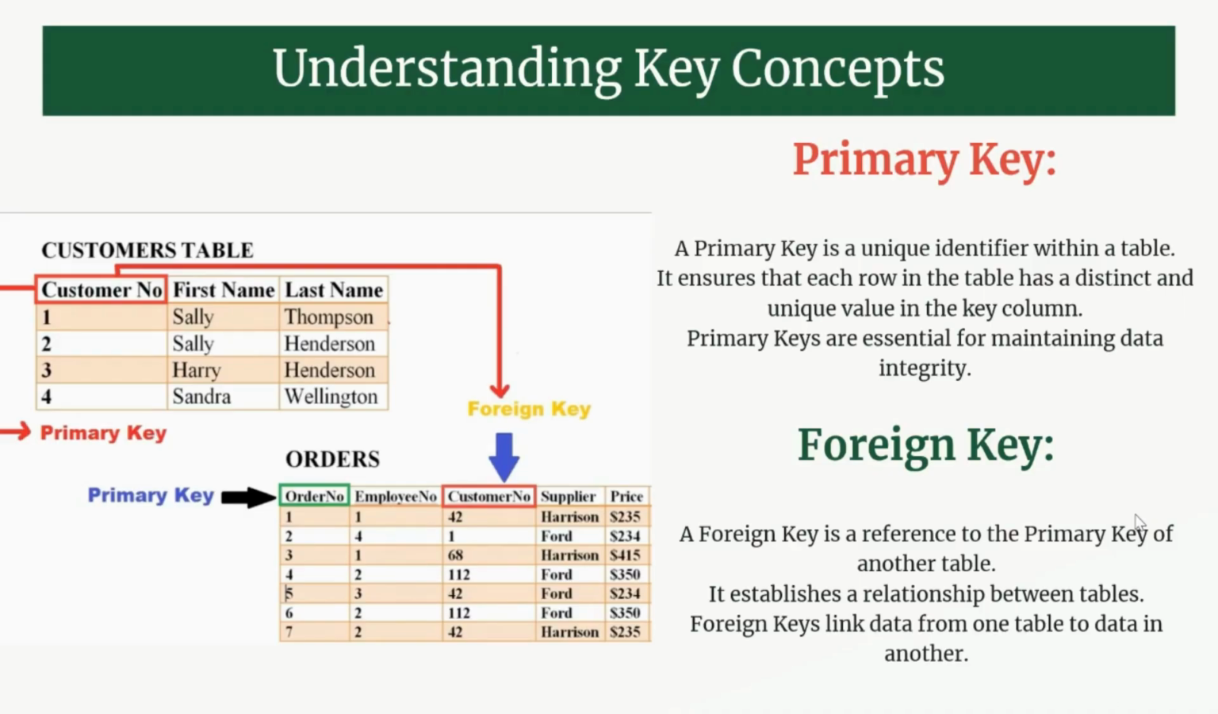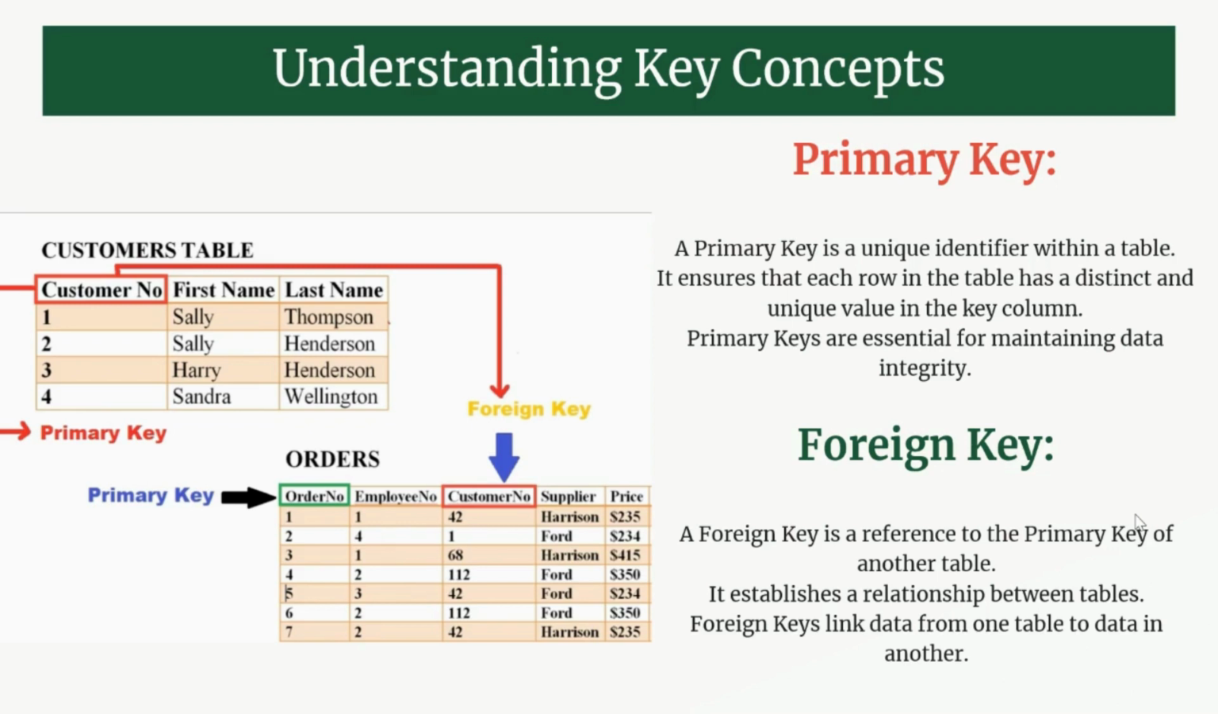Now, before diving deeper into data modeling, it's important that we familiarize ourselves with some fundamental concepts such as the primary key and the foreign keys. So, what is the primary key? A primary key is a unique identifier within a table. It ensures that each row in the table has a distinct and unique value. Primary keys are essential for maintaining data integrity, and they are usually not null values. Like I said, they are unique to every row of the data.